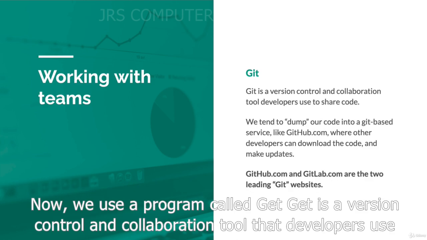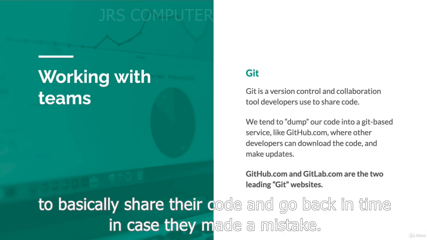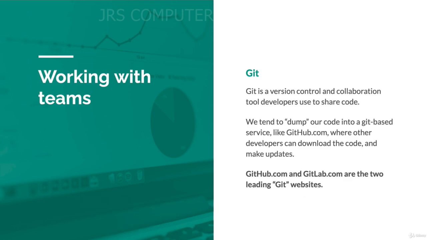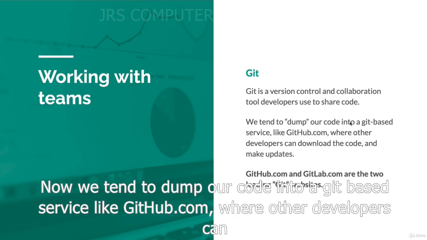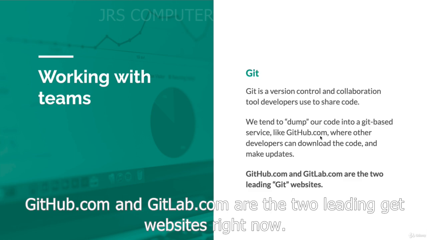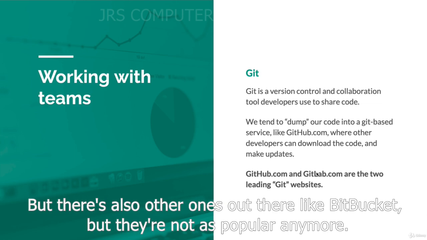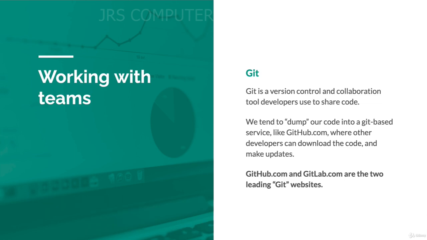Now we use a program called Git. Git is a version control and collaboration tool that developers use to basically share their code and go back in time in case they made a mistake. Now we tend to dump our code into a Git-based service like github.com, where other developers can download the code and make updates. GitHub.com and GitLab.com are the two leading Git websites right now, but there's also other ones out there like Bitbucket, but they're not as popular anymore.